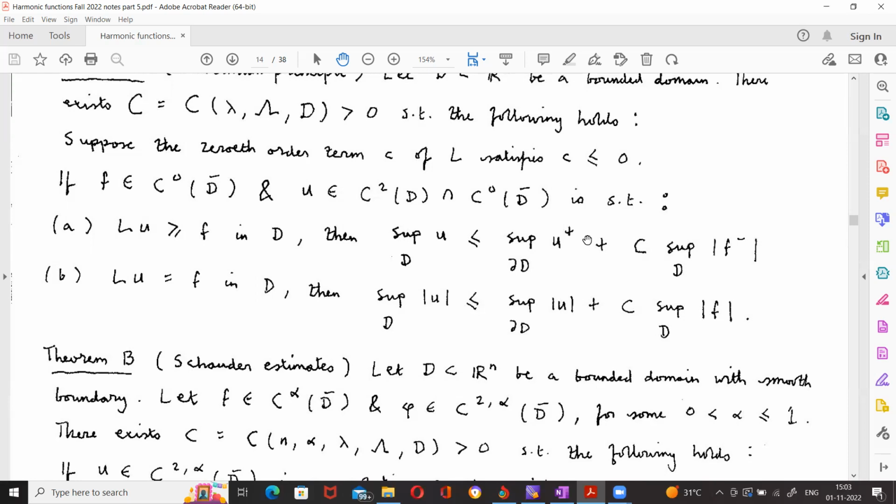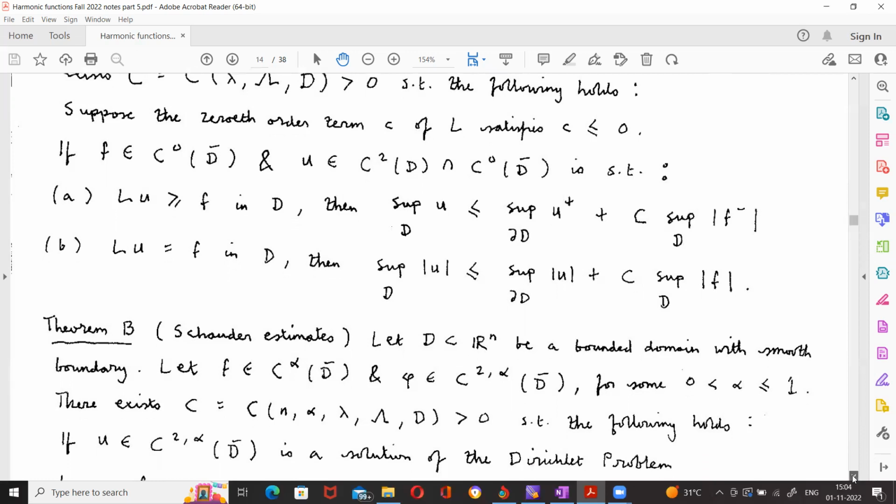So the point of this estimate is that we're not assuming that Lu is 0 or Lu is greater than or equal to 0. We have a function f here on the right-hand side. So this is a more general maximum principle. And that function leads to this extra term here, a constant times the sup of mod f. Is this all right? Yes, sir. Okay. So we're not going to prove this.